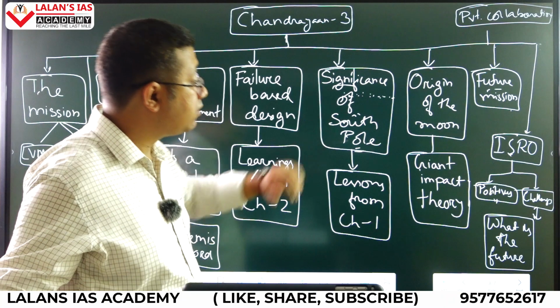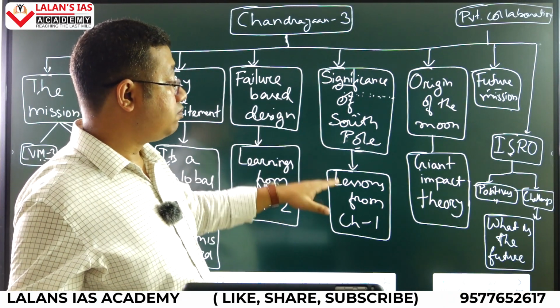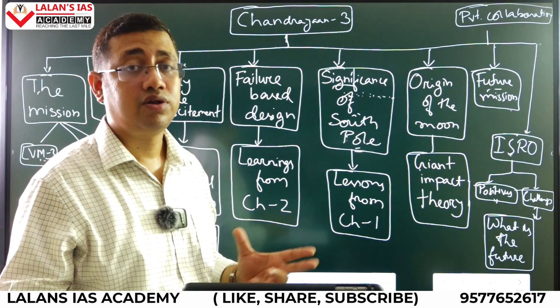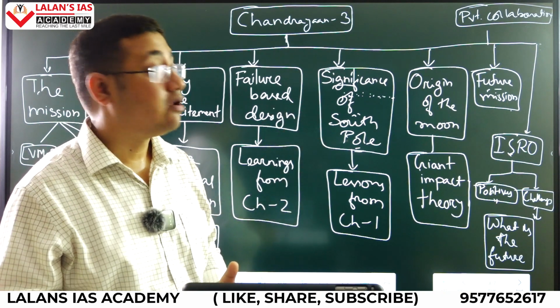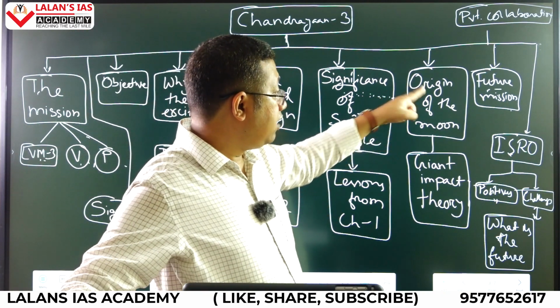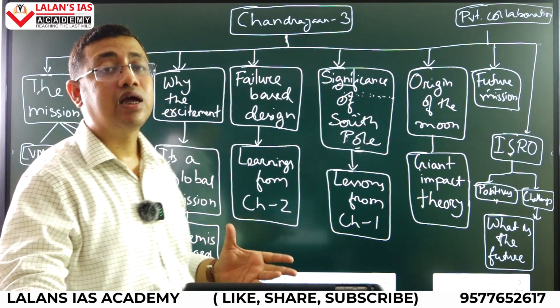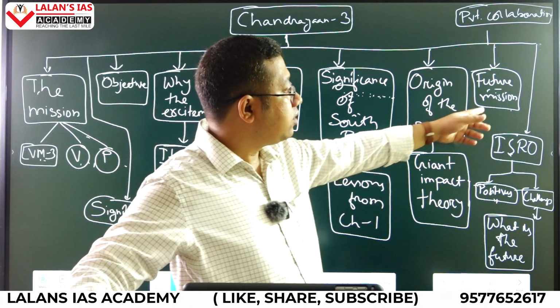Then the significance of the South Pole. Why the South Pole? Or what is so interesting about the South Pole? The South Pole came to the news because in Chandrayaan-1, what did we discover? We discovered water ice on the South Pole. That happened in Chandrayaan-1. So it is a progression. It is not a standalone event, Chandrayaan-3. Then we will delve into the origins of the moon, how the moon came into existence, the Earth-Moon system that we talk about. Then what are the future missions?